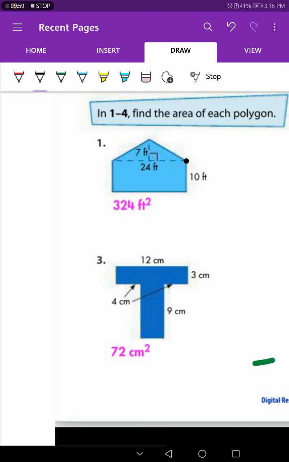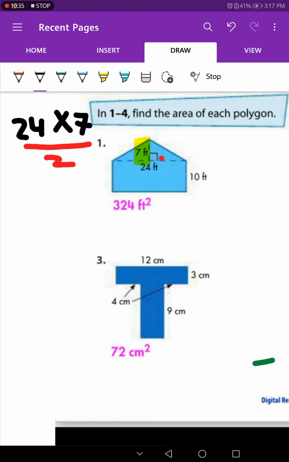What are the dimensions for the triangle? For any triangle in the world, I need to find base and height, then I divide them by 2. So I have base for this triangle. Yes, it is 24. Good. I'm done with the base. What about the height? Yes, it is 7. So erase this and multiply by 7 over 2. Yes, 24 multiply 7 over 2.